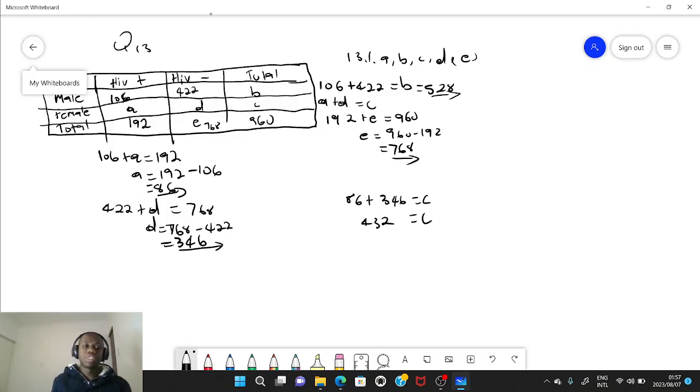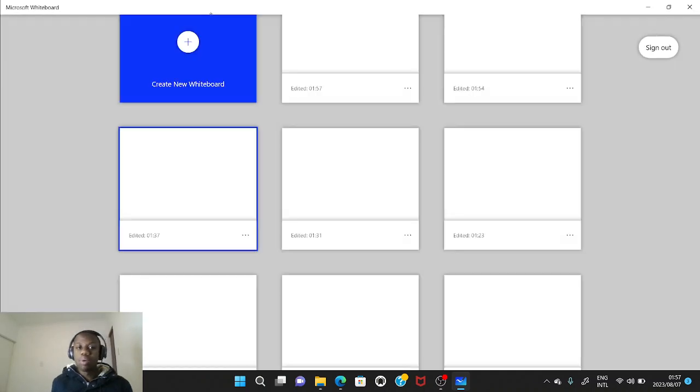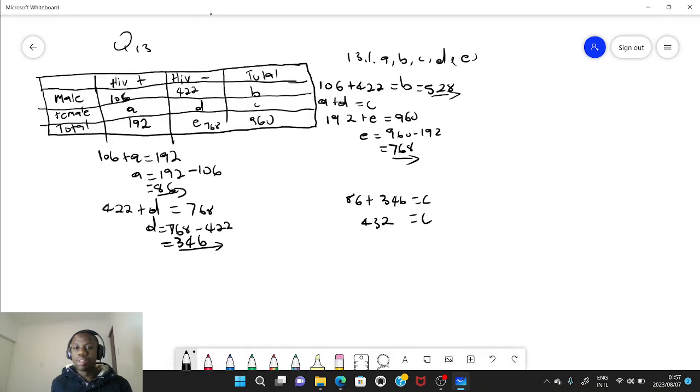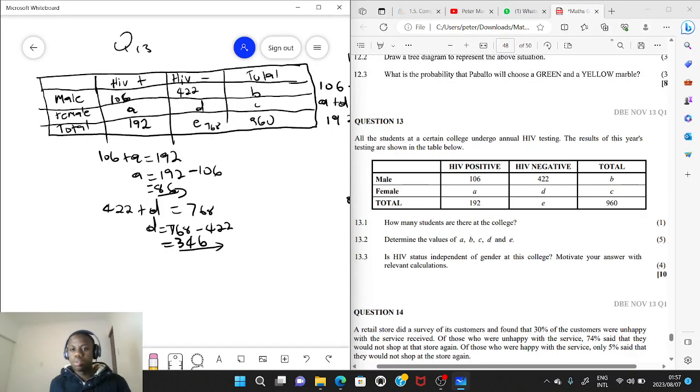Now I'm done with the first equation. I'm done with the first question by using our equation. So I'm already done with the first equation, right? Now let's go back to the question.